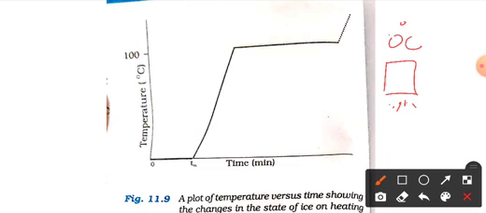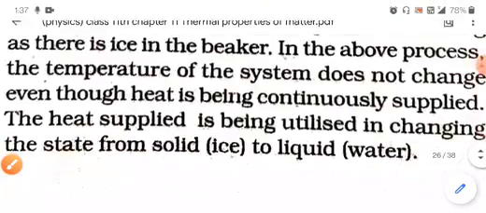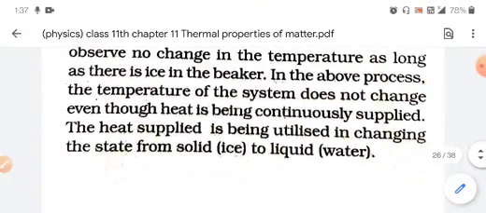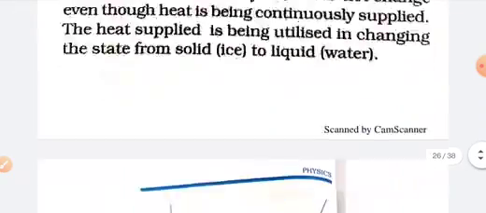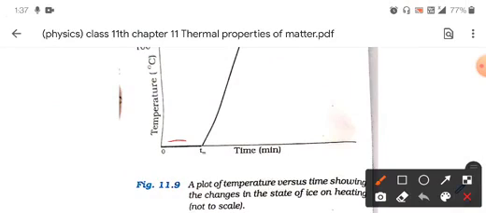We were actually measuring the temperature after every minute now, but when we started heating this ice at 0 degree Celsius, the temperature was not rising. Okay, but we were giving it heat continuously. The heat supplied is being utilized in changing the state from solid to liquid, that is from ice to water. So where was that heat going? That heat was going in changing the state from solid to liquid, that is from ice to water.